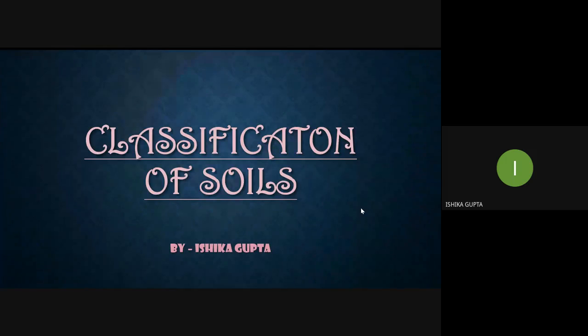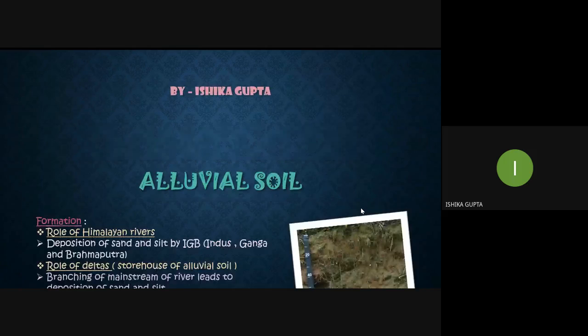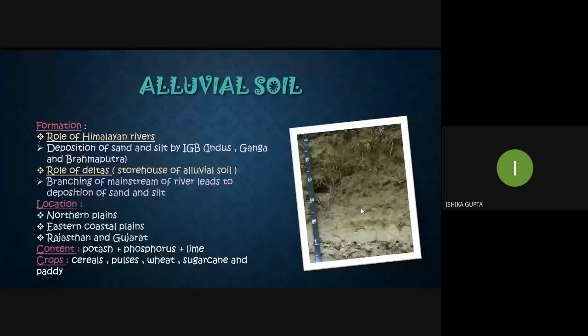Sairam. So today we'll be discussing classification of soils from the first chapter of geography, which is resources and development. So the first type of soil is alluvial soil. In its formation, there are two major factors which play an important role. The first is Himalayan rivers and the second is deltas. We know that there are three main Himalayan rivers, which are IGB, that is Indus, Ganga and Brahmaputra. When they flow, they basically deposit sand and silt, which leads to the formation of alluvial soil.